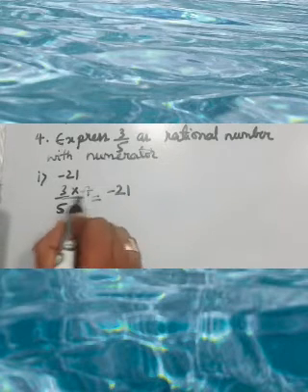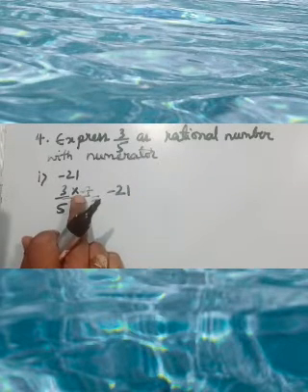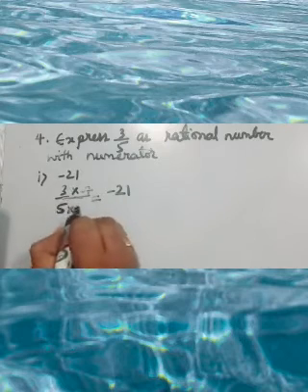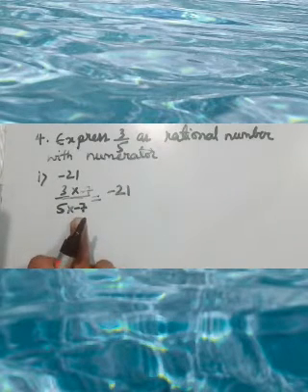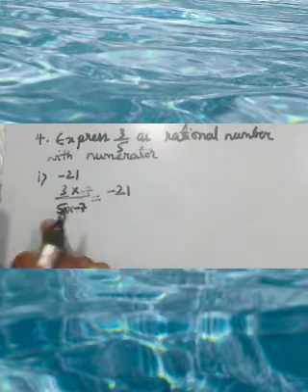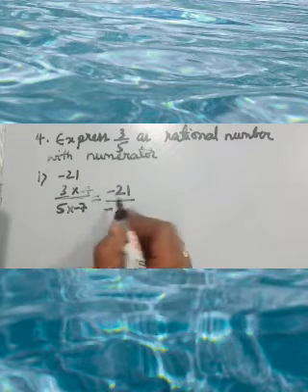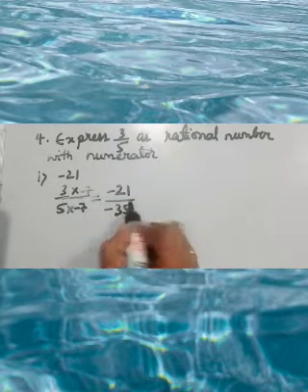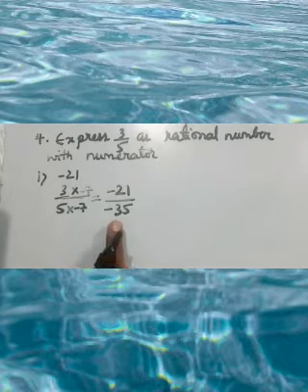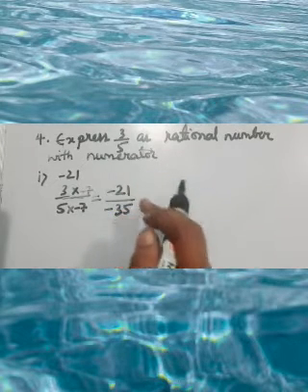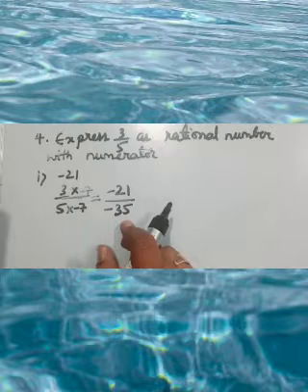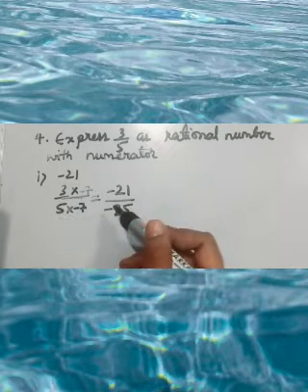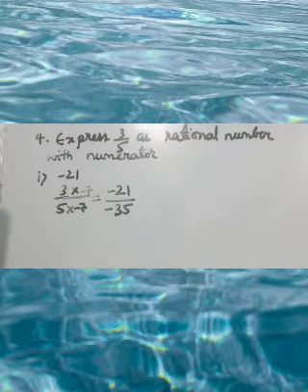So when you multiply any integer in the numerator, you have to multiply the same integer in the denominator. Minus 7 I multiply here in the denominator. Plus into minus is minus, 7 5s are 35. So we get the rational number minus 21 by minus 35. We have expressed 3 by 5 with the numerator minus 21.